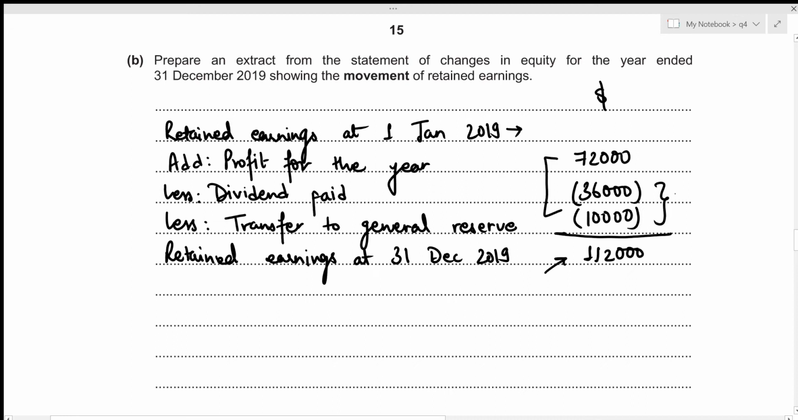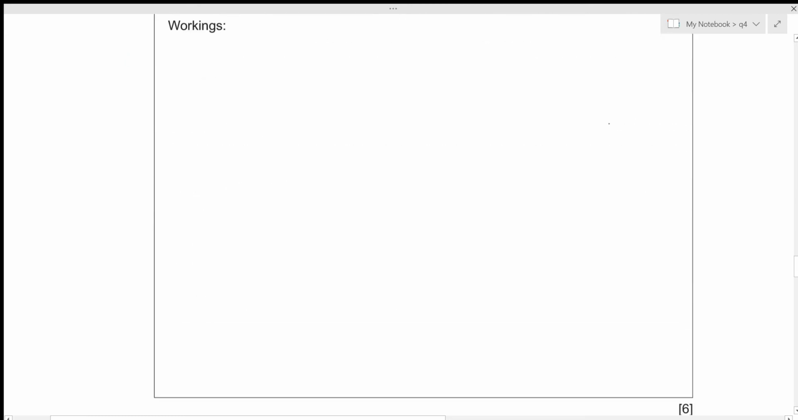So these two are added because these are already a negative, right? And we again subtract it. So two negatives become a positive. So in this way, our retained earnings at 1st January 2019 will be 112,000 minus 72,000 plus 36,000 plus 10,000, which results in our opening balance to be 86,000. Okay, so this concludes the second part of this question. Now we can move towards the third one.